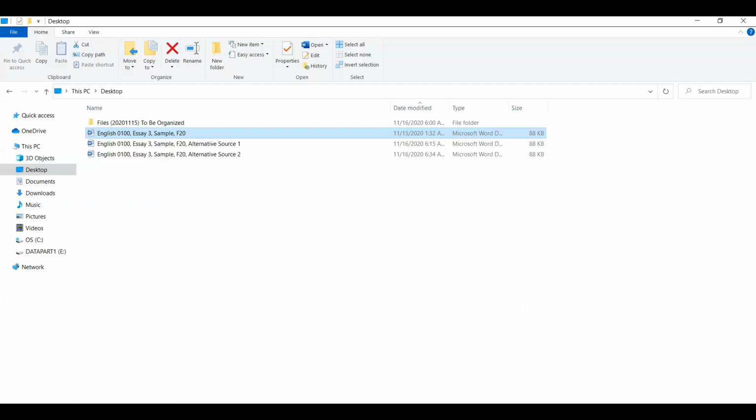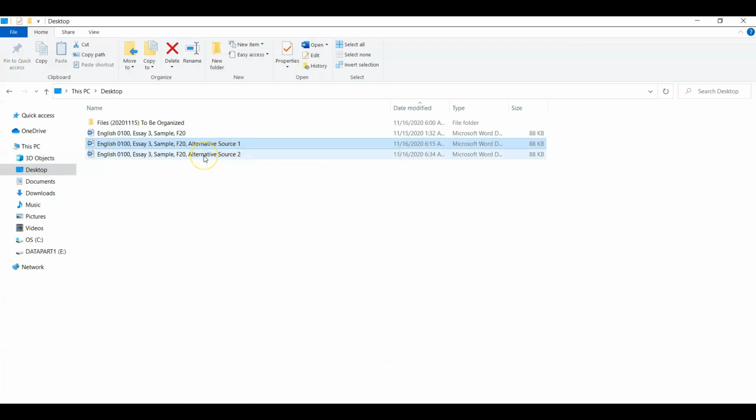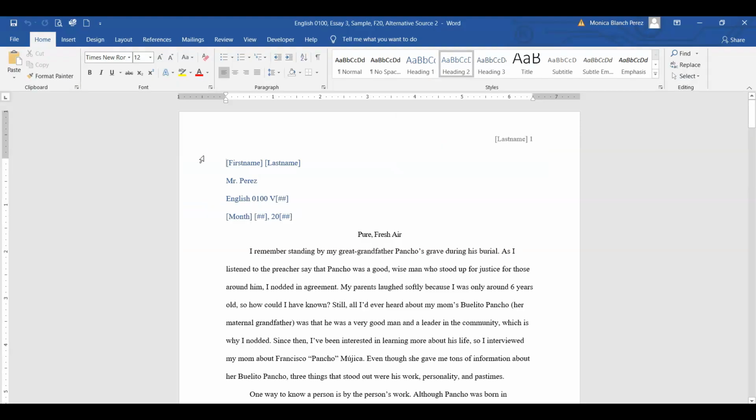And then I also have a couple of other documents. I have two other versions of the essay 3 sample. So it's the same essay, but I've done something slightly differently on these other two versions. Okay, so I'll be using that.